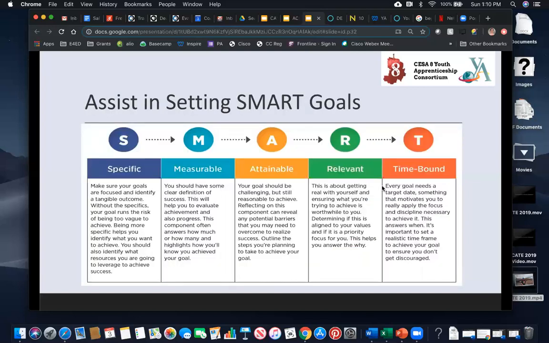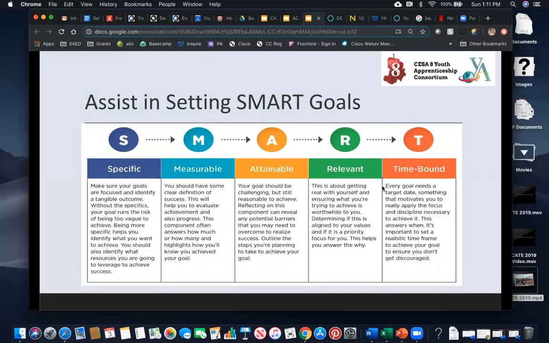You want to assist students in setting SMART goals. So as you are conferencing with students and giving students feedback, creating SMART goals is a great way for them to grow in their youth apprenticeship experience. SMART goals are specific, making your goals focused and identifying the tangible outcome of a particular goal. You want to make it measurable. So you should have some clear definition of success and a way to measure that the student is actually progressing.